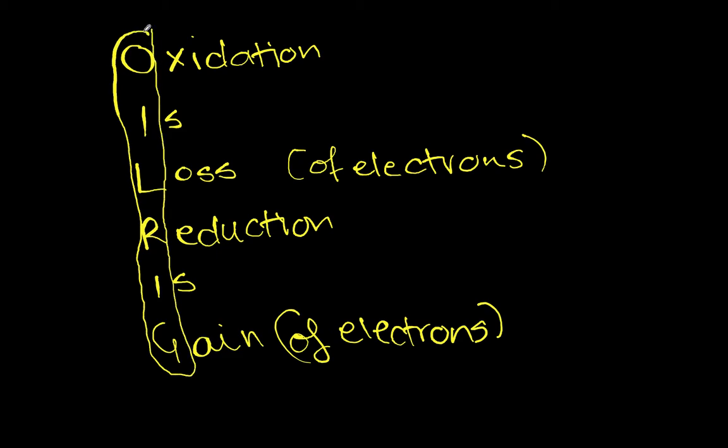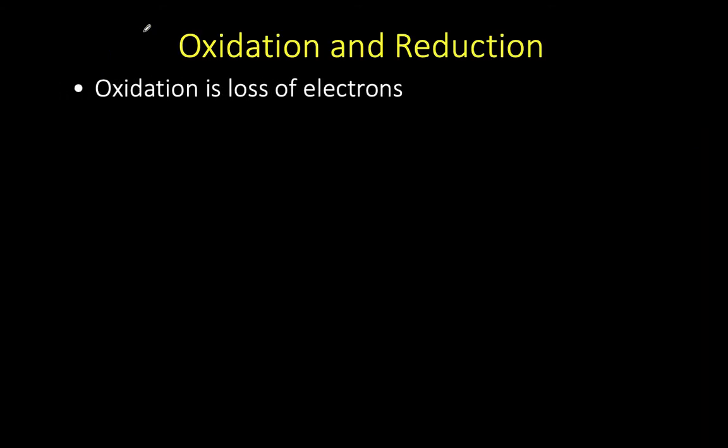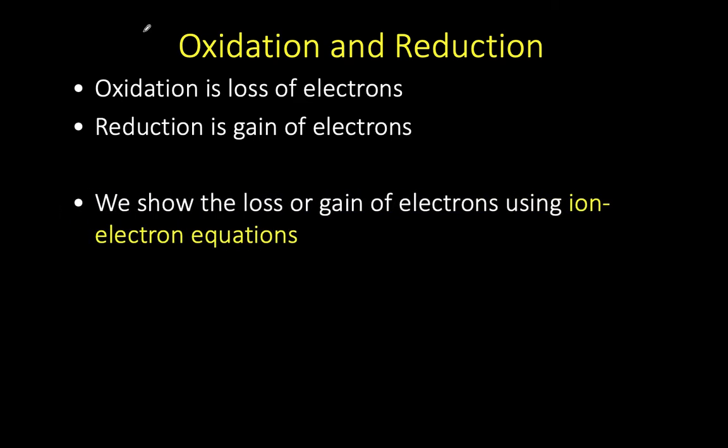Okay, let's go back to that last slide. Oxidation is the loss of electrons, reduction is a gain of electrons. We're on board so far. Now, we can represent oxidation reactions and reduction reactions by writing ion-electron equations. And these equations show electrons being lost or being gained.